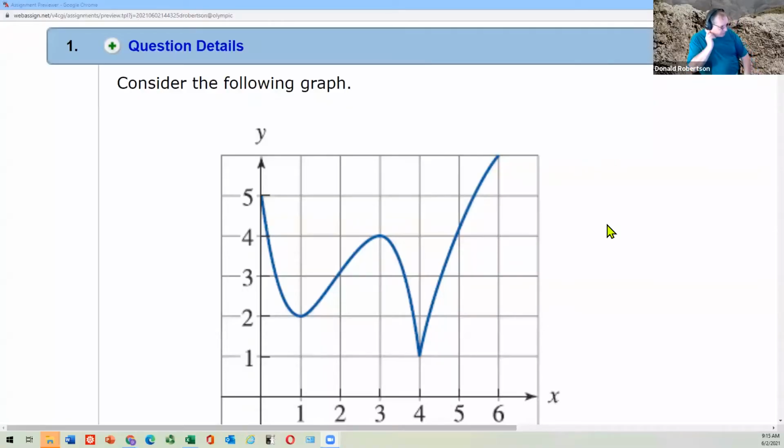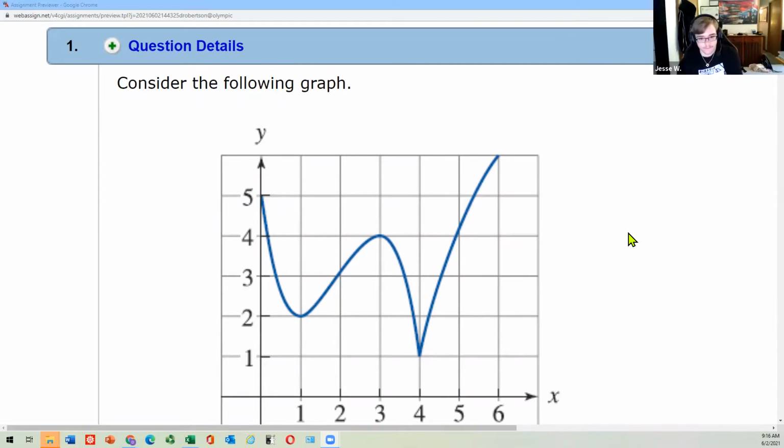Okay. Here is a graph of a function. Give me an interval of x's where this function is increasing. 1 to 3. Give me another one where it's increasing. 4 to 6. Give me an interval where it's decreasing. 0 to 1. And another one. 3 to 4. Would you agree that increasing and decreasing are pretty easy to do if the graph's in front of you? Okay.